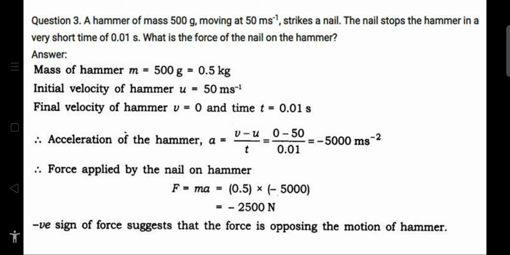Therefore, acceleration of the hammer is a equal to v minus u upon t. Now putting the value of velocity and time, 0 minus 50 upon 0.01 is equal to minus 5000 meter per second square. Therefore, force applied by the nail on hammer F equal to m into a, or 0.5 into minus 5000, that is equal to minus 2500 Newton, where the negative sign of the force suggests that the force is opposing the motion of hammer.